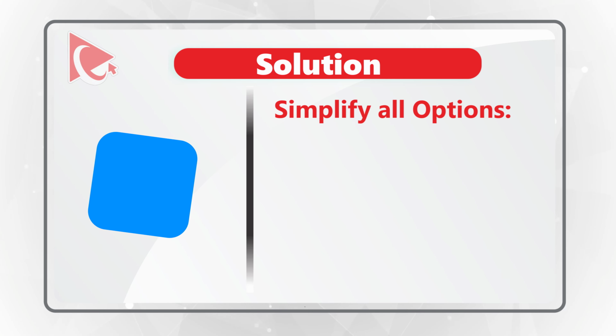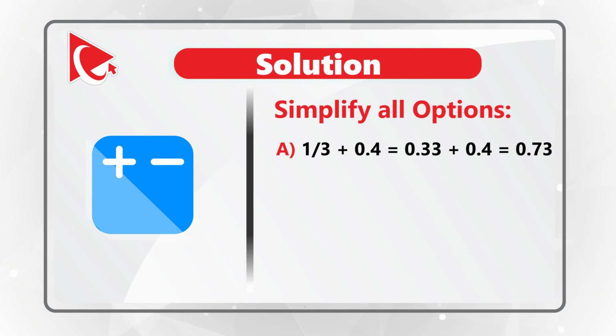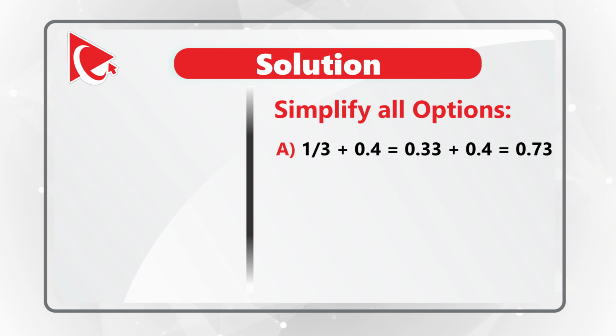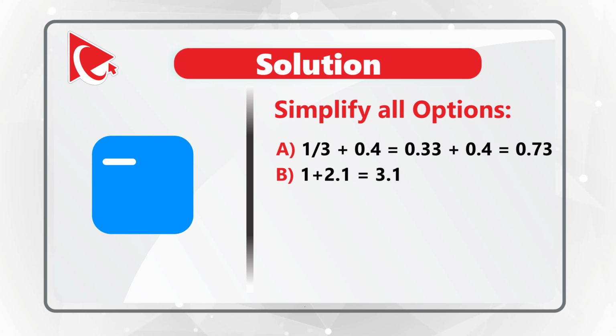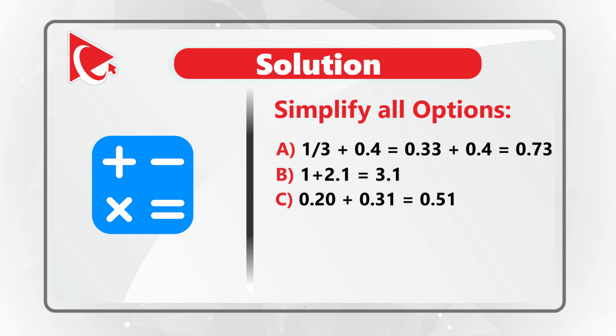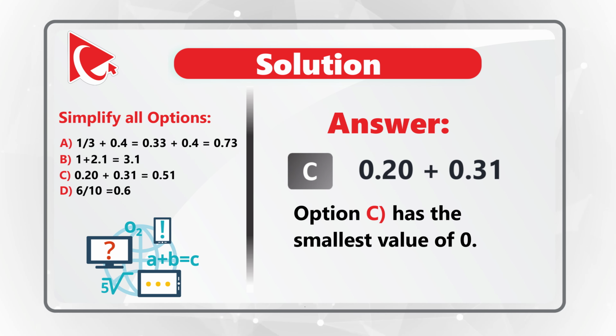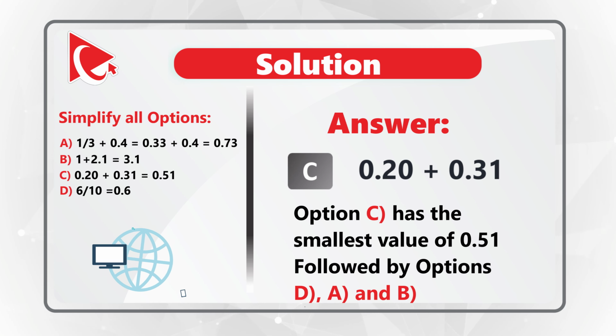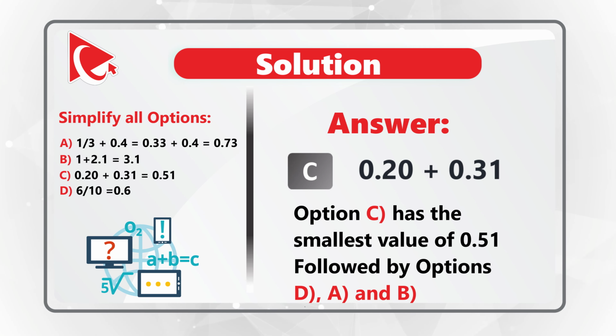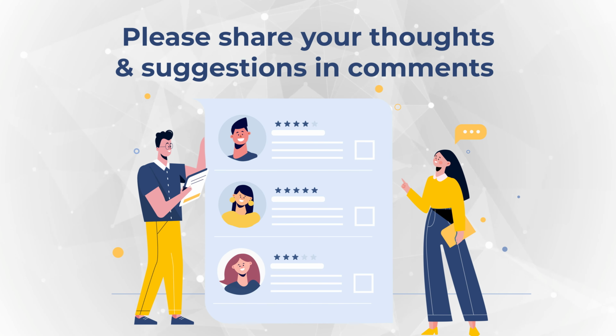For example, option A, 1/3 plus 0.4 equals 0.33 plus 0.4, which is 0.73. Choice B, 1 plus 2.1 equals 3.1. Choice C, 0.20 plus 0.31 equals 0.51. And choice D, 6/10 equals 0.6. Which means, if you look at the answers, that option C has the smallest value of 0.51, followed by option D, A, and B. Was it challenging for you? Please share your thoughts and suggestions on how to better solve it in comments.